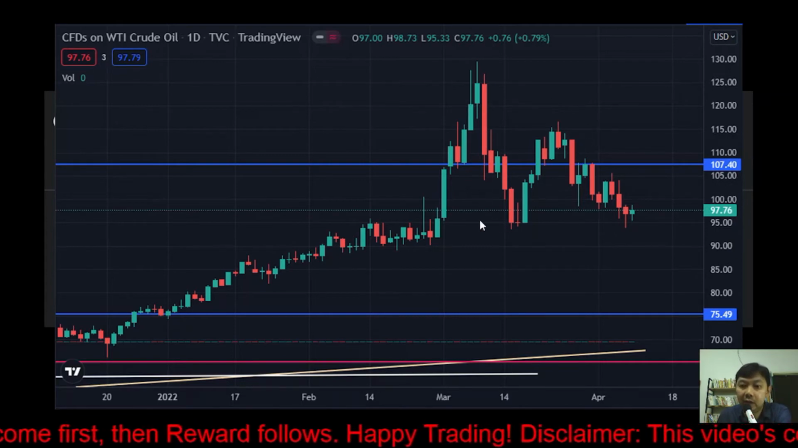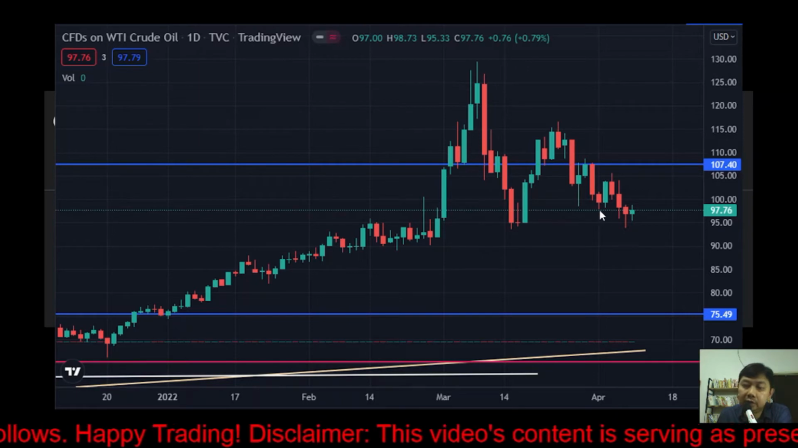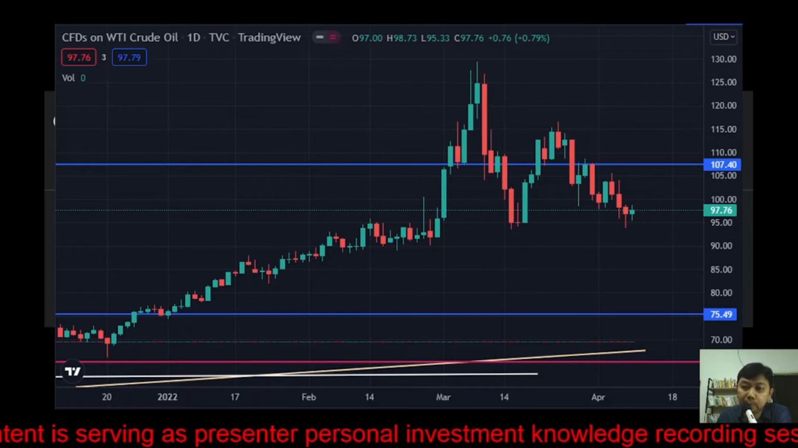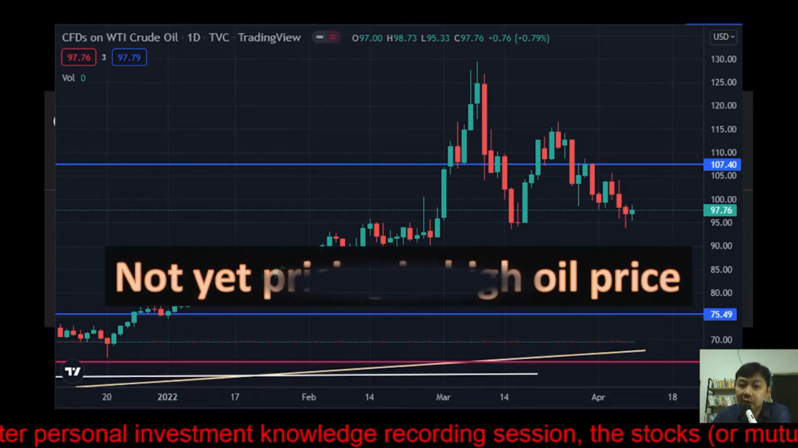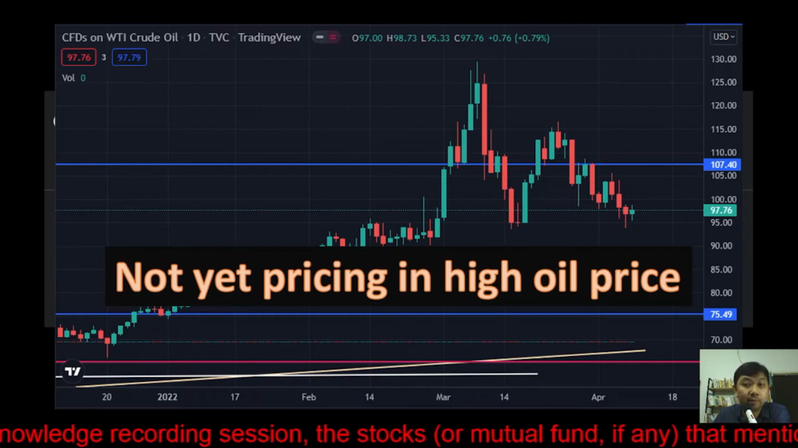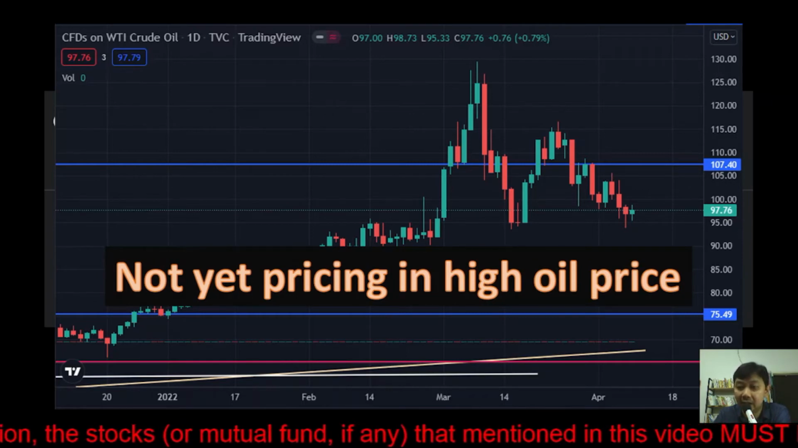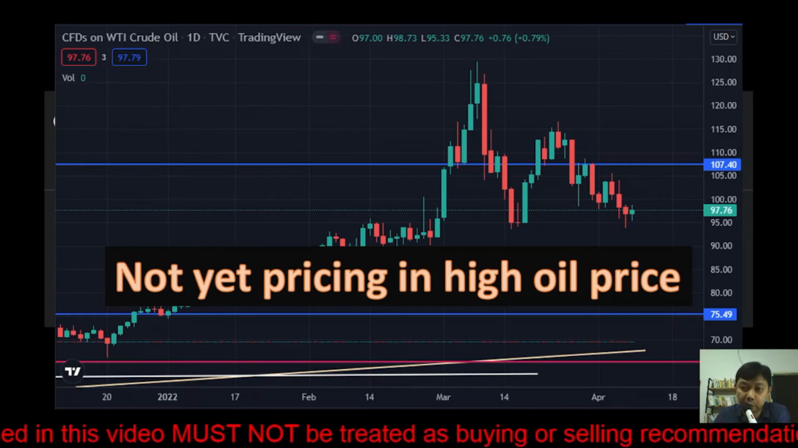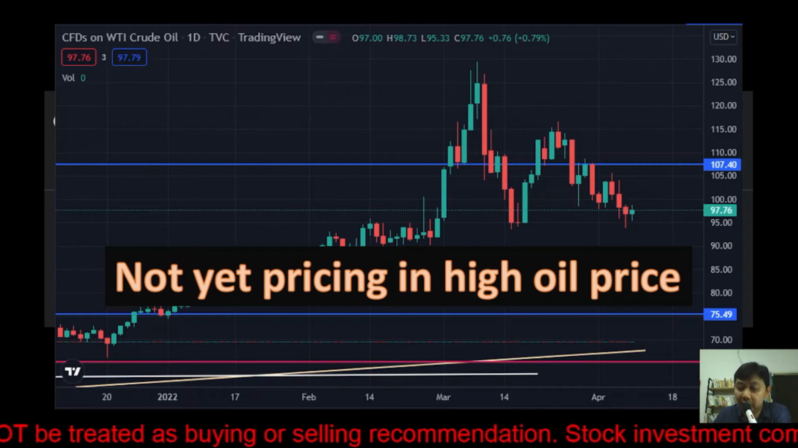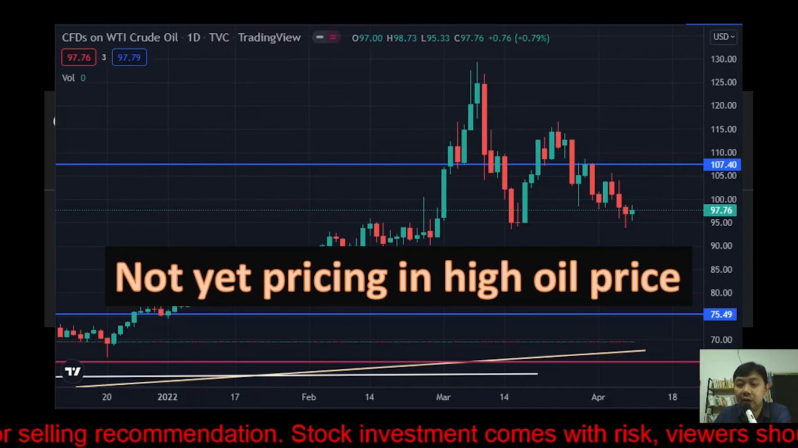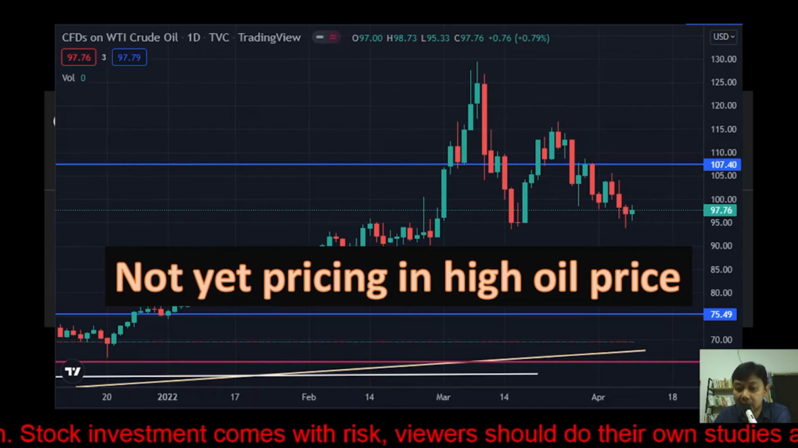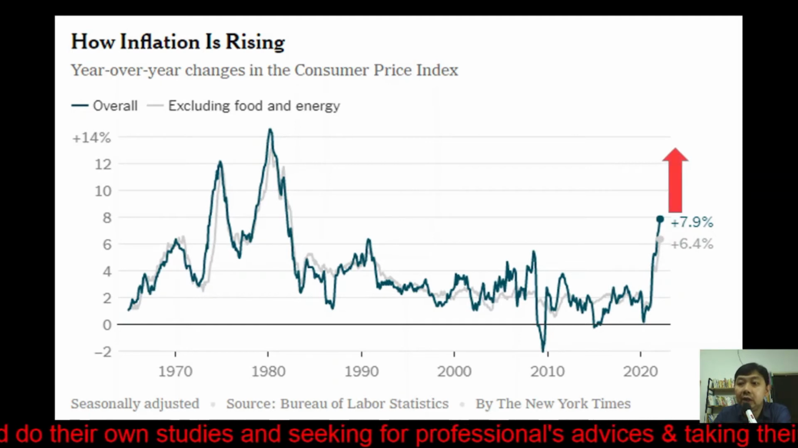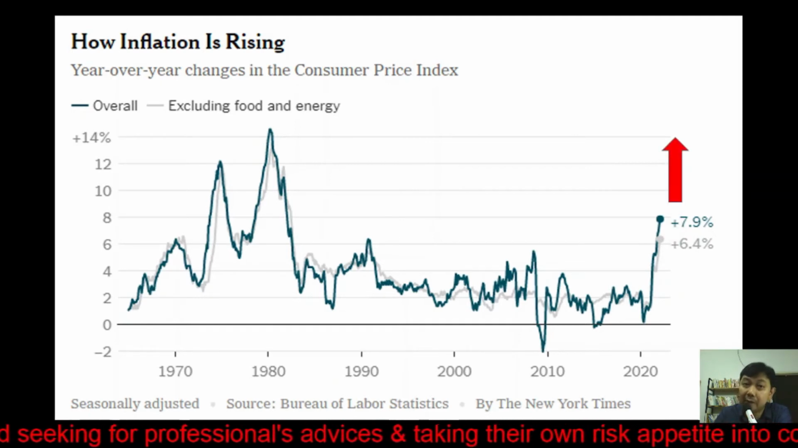So you can see that throughout the month of March, the price is definitely higher compared to February. Which means that the high oil price hasn't been priced into the CPI in February. So what are we going to expect for the CPI in March or April? There are no Federal Reserve meetings in between, until May 2022. So we should expect higher inflation in March, maybe in April as well.